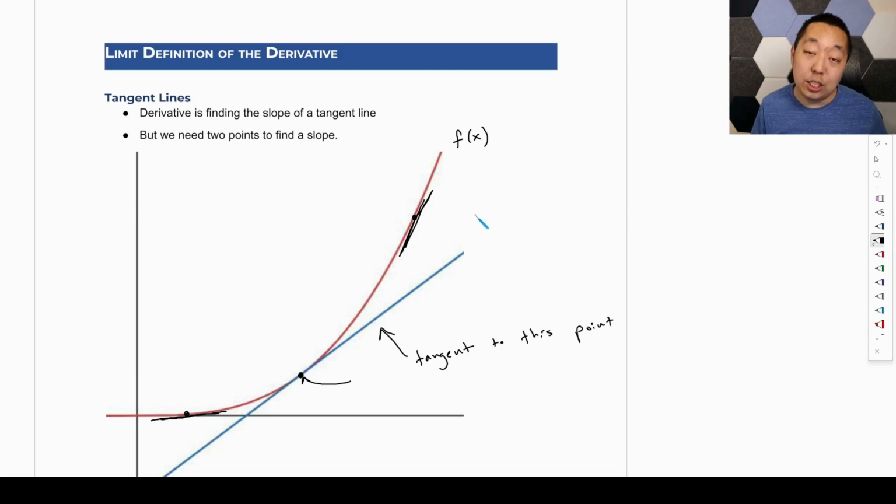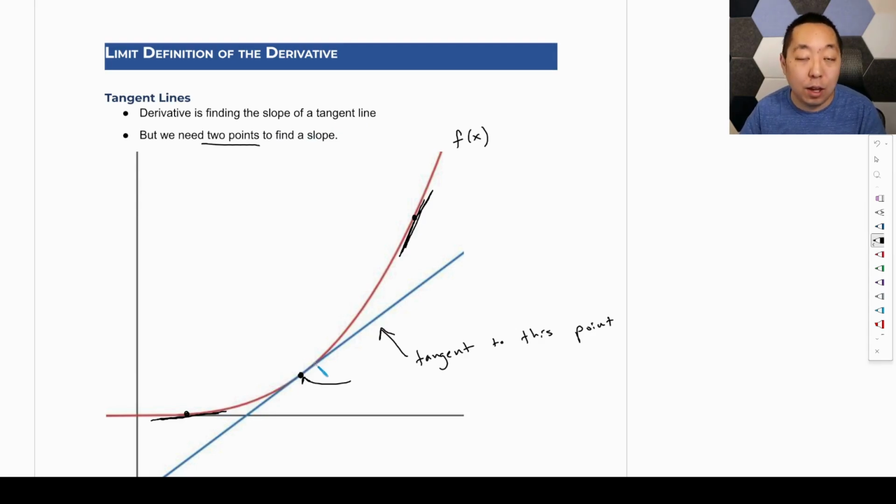Now, here's the tricky thing. We know how to calculate slope, but slopes require 2 points, right? 2 points to calculate a slope. We've never calculated a slope with just 1 point. We need 2 points to calculate a slope. And so now this is where the limit idea has to come into play. So how are we going to go about figuring out the slope of that line?